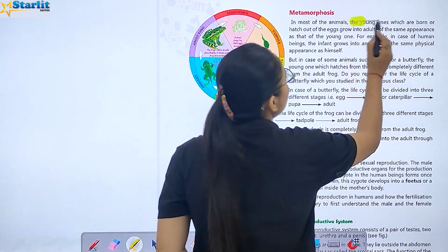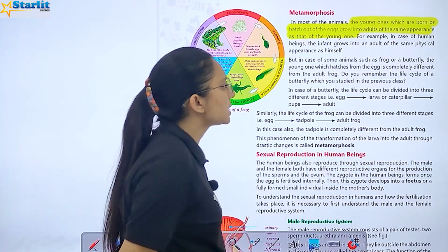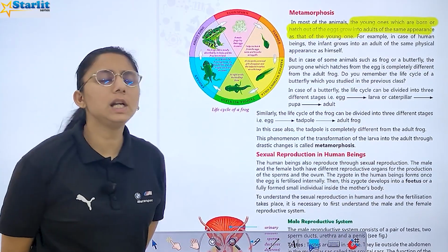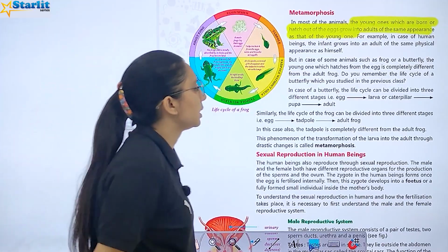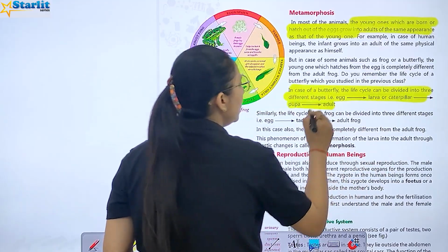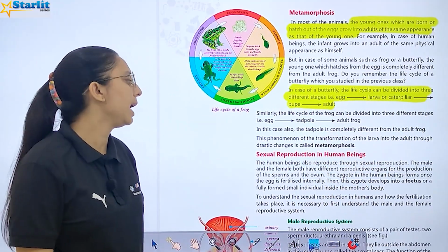So in most animals, the young ones which are born or hatch from the egg have the same appearance as that of the young one. So in the case of humans, the infant grows into an adult with the same physical appearance as itself. In the case of a butterfly, the life cycle is divided into stages: egg, larva or caterpillar, pupa, and then adult.